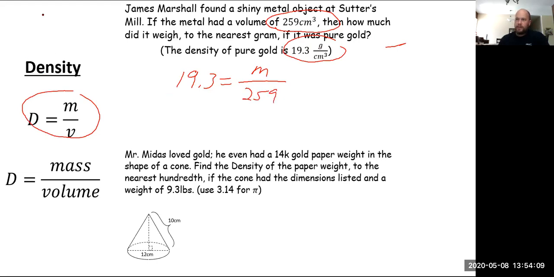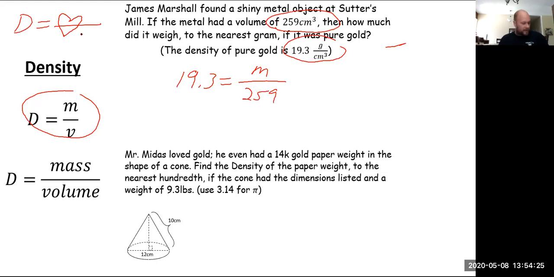Now, just to refresh memories on density, some people learn density like this. They did D equals a heart, and then they drew a line through it. So it's mass over volume. Again, easy way to remember that formula. It'll come up more in science classes as well.